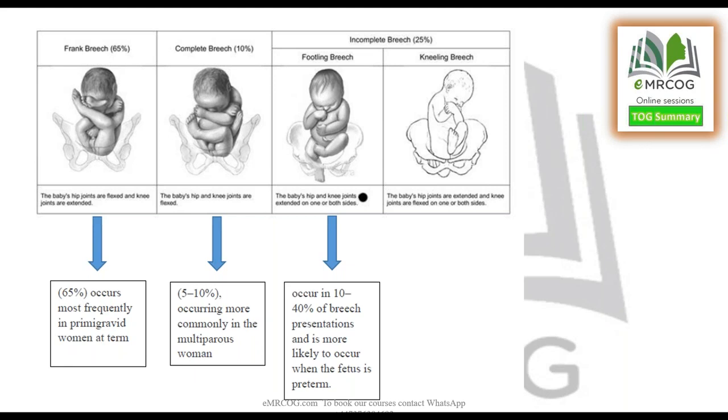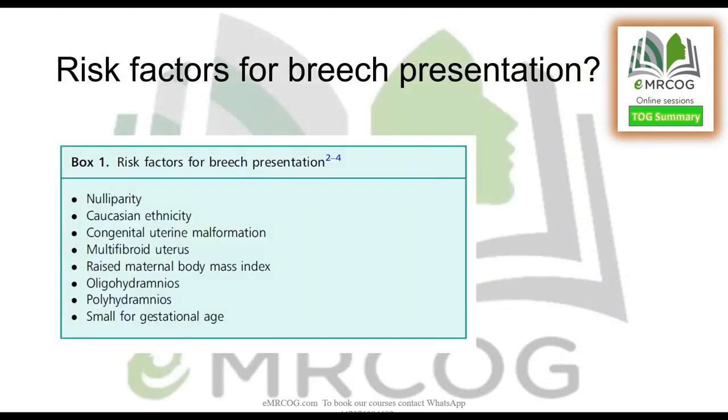The footling breech occurs in 10 to 40% of breech presentations and is more likely to occur when the fetus is preterm. The higher rate of footling breech is therefore considered an indication for cesarean section in most protocols and practice all over the world. However, again, the TUG article comes with some background information regarding risk factors for breech presentation: nulliparity, Caucasian ethnicity, congenital uterine malformation or multifibroid uterus, raised maternal BMI, oligohydramnios, polyhydramnios, and small for gestational age.